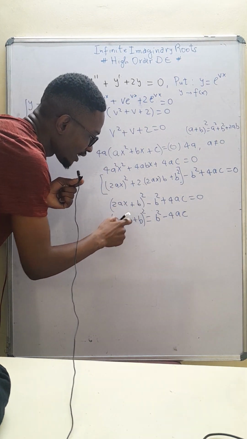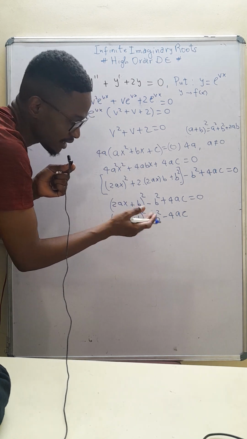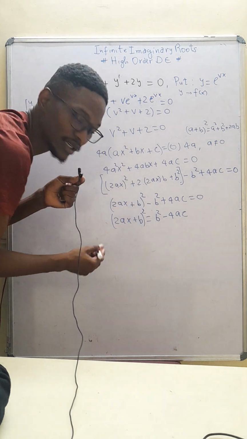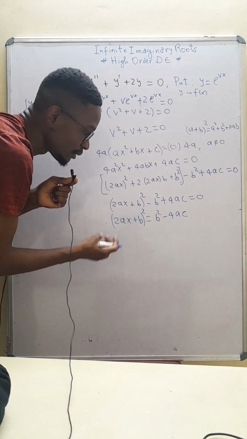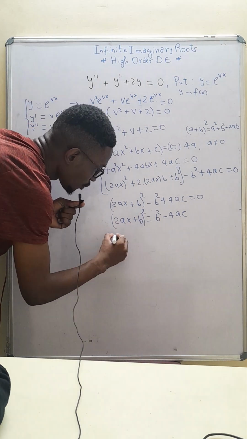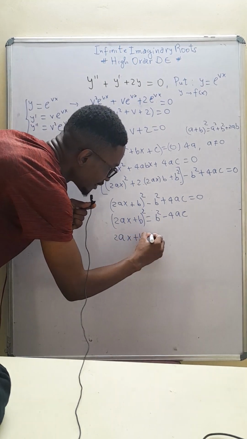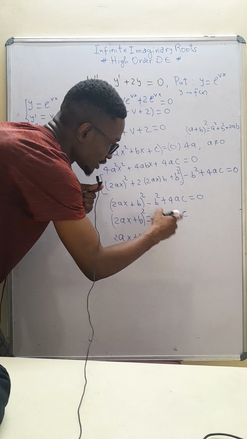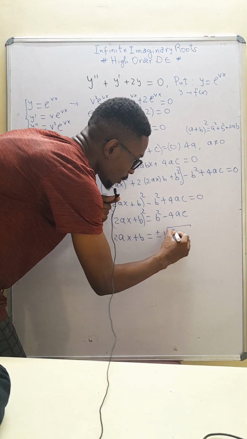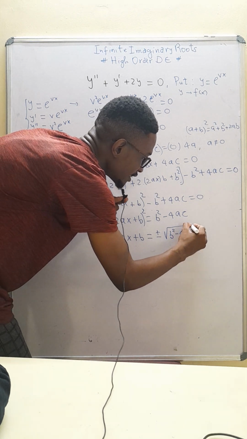That's why if the determinant is less than 0, we can say that there are no roots for this one in the domain of real numbers. So for this expression, what you have to do is, 2ax plus b equals plus or minus the root of b squared minus 4ac.